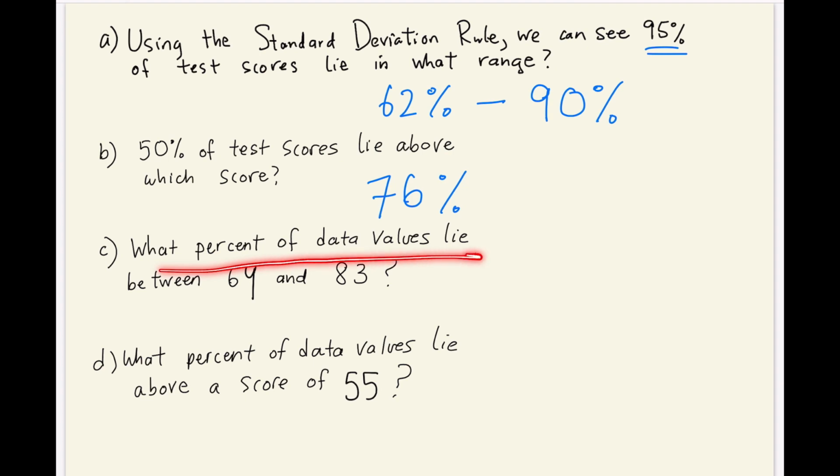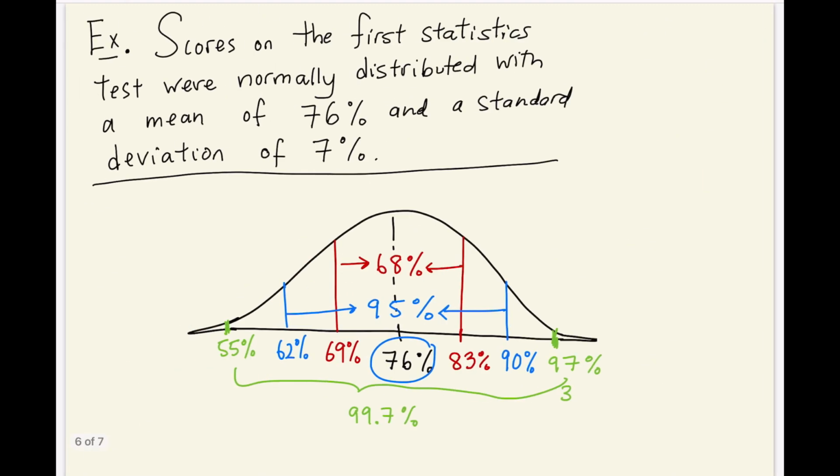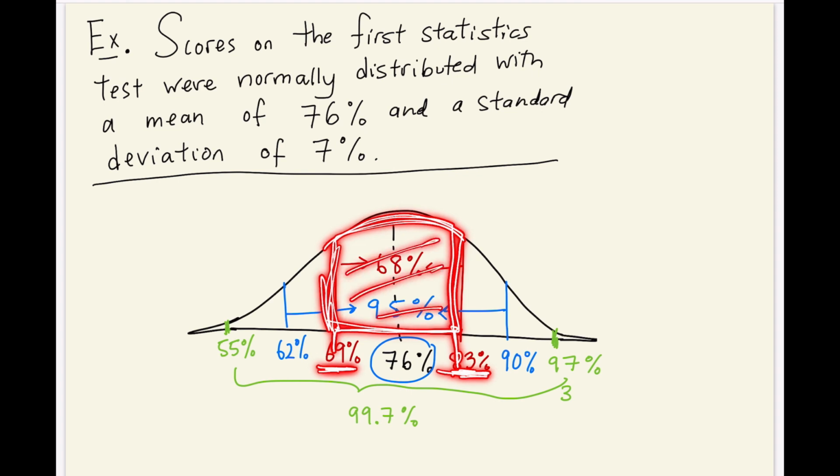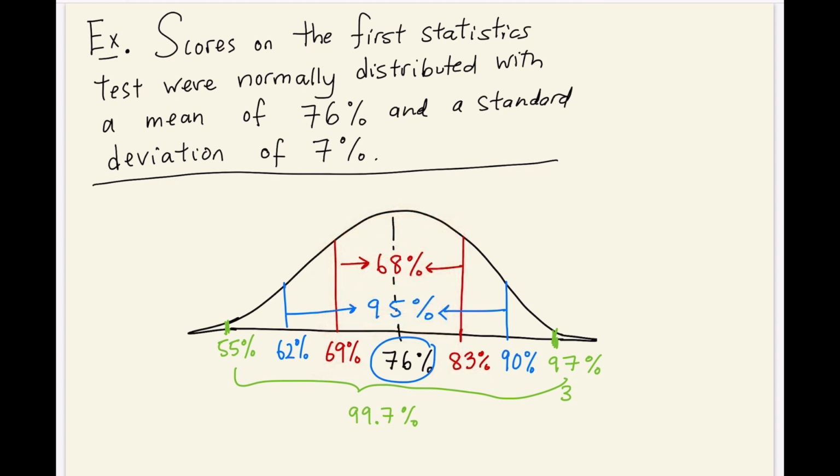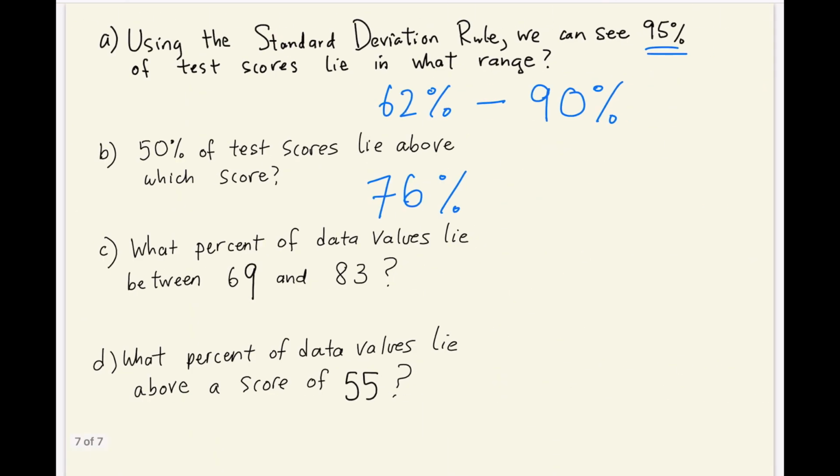What percent of data values lie between the score of 69 and 83? If I go back to my normal distribution, I see 69 and I see 83 here, and I immediately recognize those are the scores that correspond to one standard deviation below the mean and one standard deviation above the mean. And I know that 68% of the data values fall within one standard deviation. This is just one standard deviation around the mean.